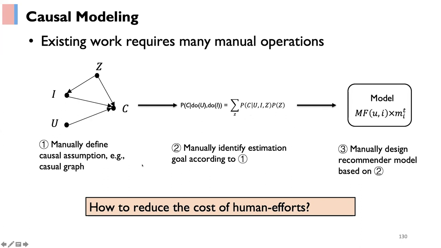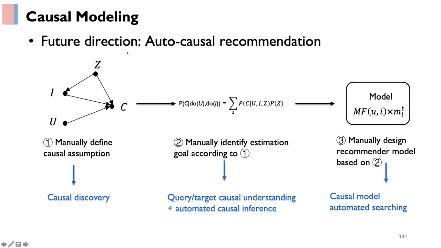But as this process requires many manual operations, an open problem is how to reduce the cost of human effort for building a causal recommender model. And regarding this problem, a potential direction is to introduce the techniques of AutoML into causal recommendation, so we can build a fully automated workflow.